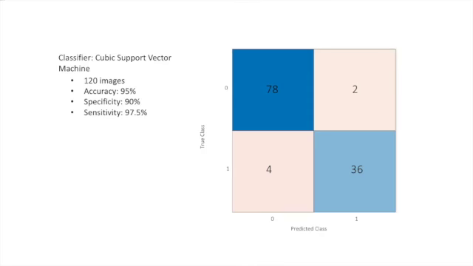Here we can see the performance of our classifier. We chose to use a cubic support vector machine as our classifier. We've trained on 120 images, and it resulted in an accuracy on the training data of 95%, as well as a specificity of 90% and a sensitivity of 97.5%, indicating a good performance.